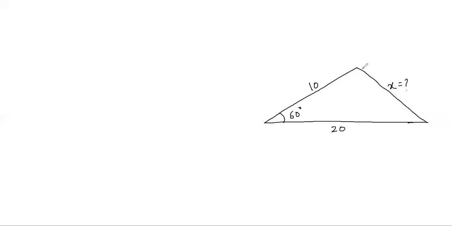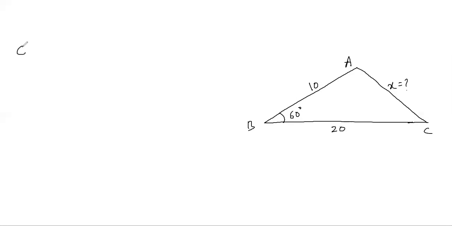So basically, this is a problem based on the cosine rule. And this is a triangle. Let us call this A, B, and C. The lengths of two sides AB and BC are given as 10 and 20, as you can see in the figure. And the measure of this angle is also given. Angle B is 60 degrees. We have to find the length of this side AC.